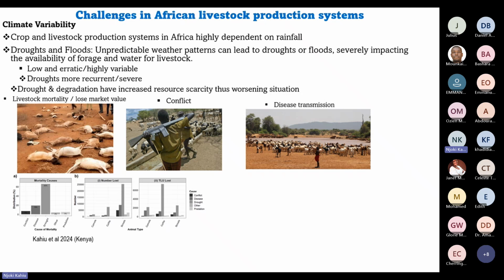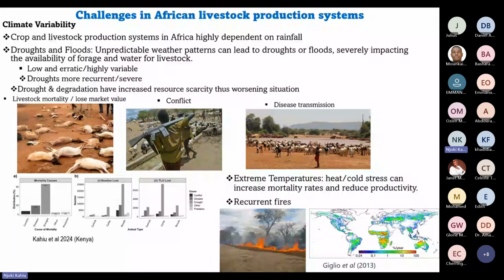to drought incidences. We also find whenever there are severe cold seasons, the diseases also tend to increase. But also in terms of disease transmission, when there is a drought, animals tend to aggregate in common grazing zones. So you will find both wildlife and livestock from different walks of life, they are meeting within the same spot. And so this worsens the issue of disease transmission. Extreme temperatures also, as an impact from climate variability, heat or cold stress, increase mortality rates and reduce productivity.